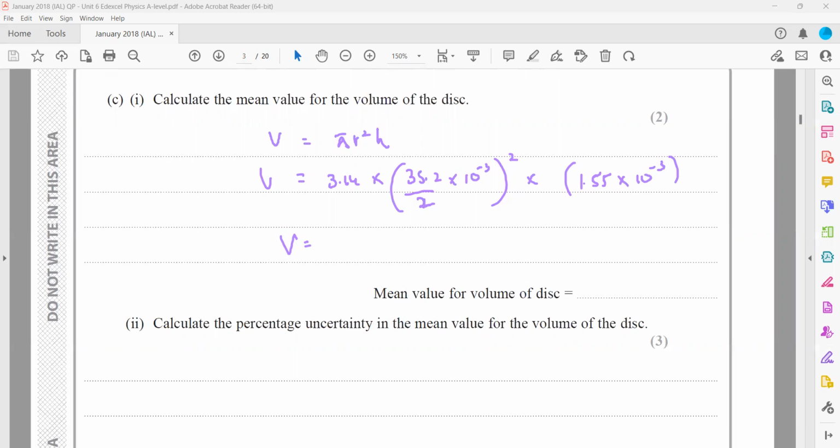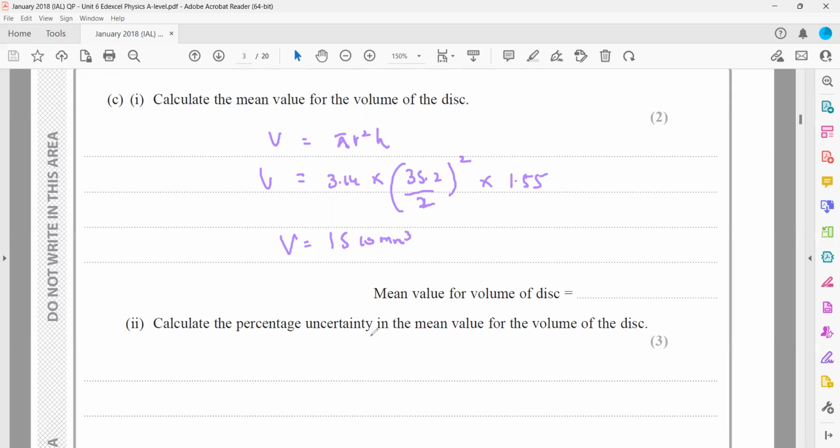Or if you don't want to convert the unit, then the final answer will be in millimeter cube. Like if we just get the radius, it's half of diameter, 35.2 divided by 2, and then square, and then multiplied by the thickness. The thickness was how much? It was 1.55. So we multiply, and get 1510 millimeter cube. That will be the average volume of this disk.